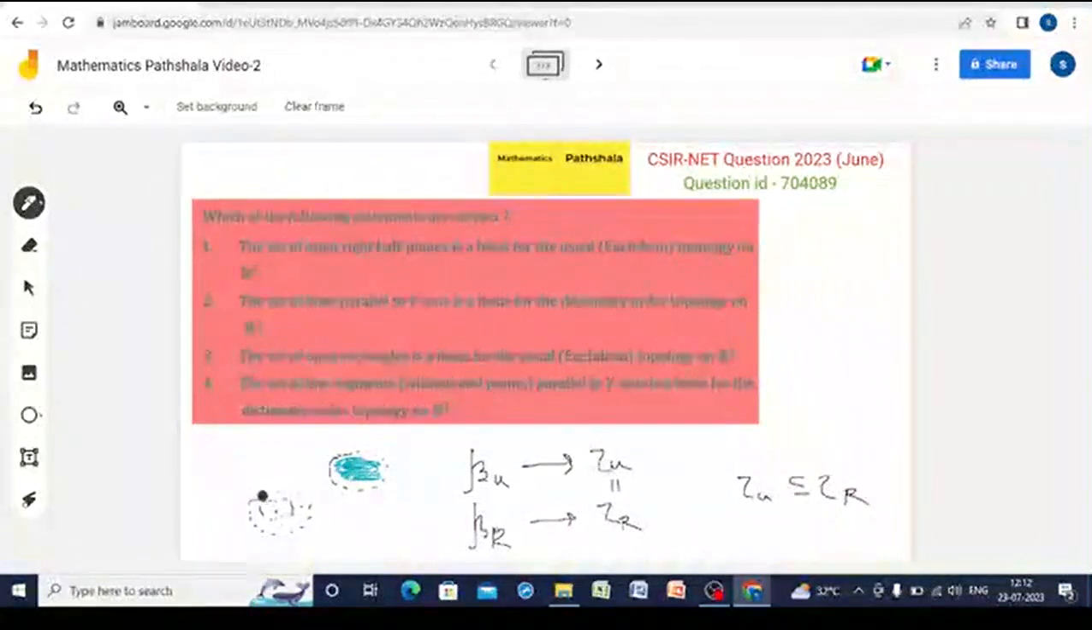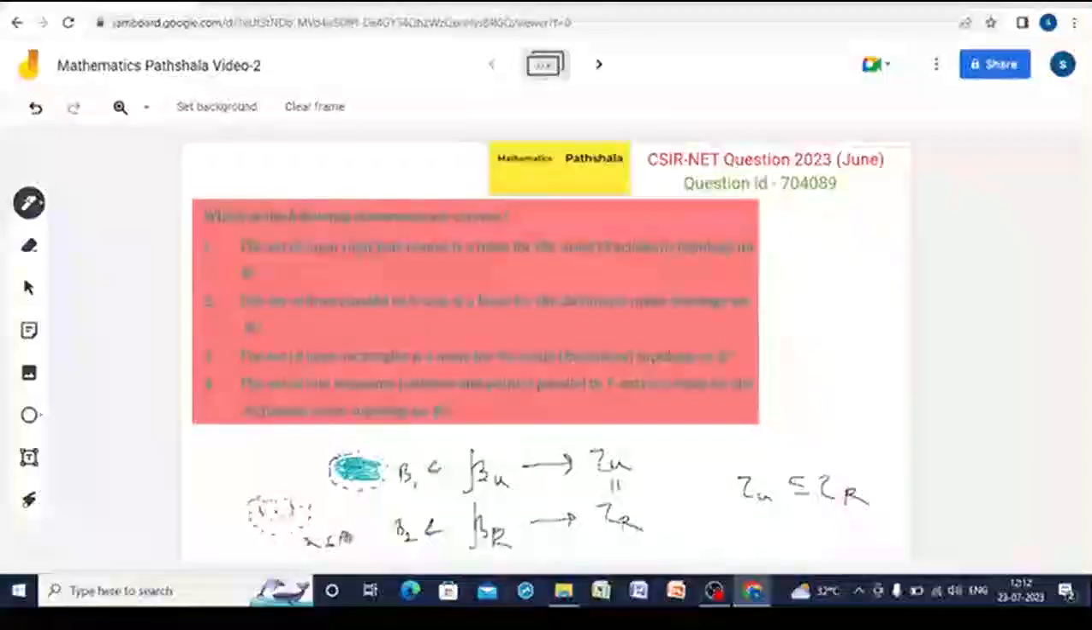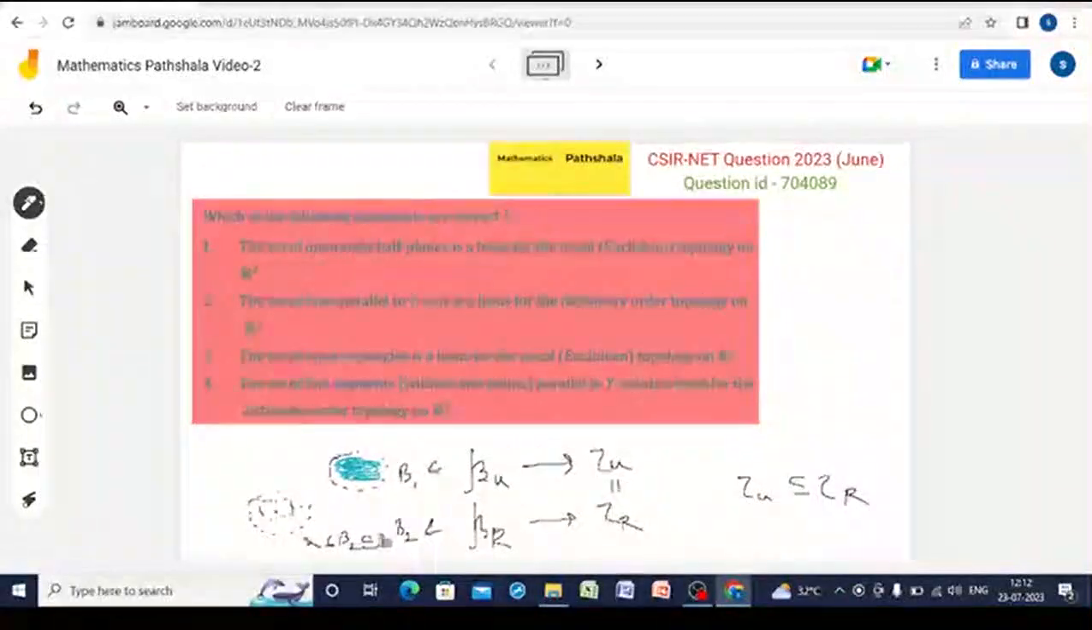So that is why we have done this. We have taken an element, say B1 belonging to script BU, and we have found an element B2 belonging to script BR such that x belongs to B2, a subset of B1. It means that tau R will generate the larger topology.